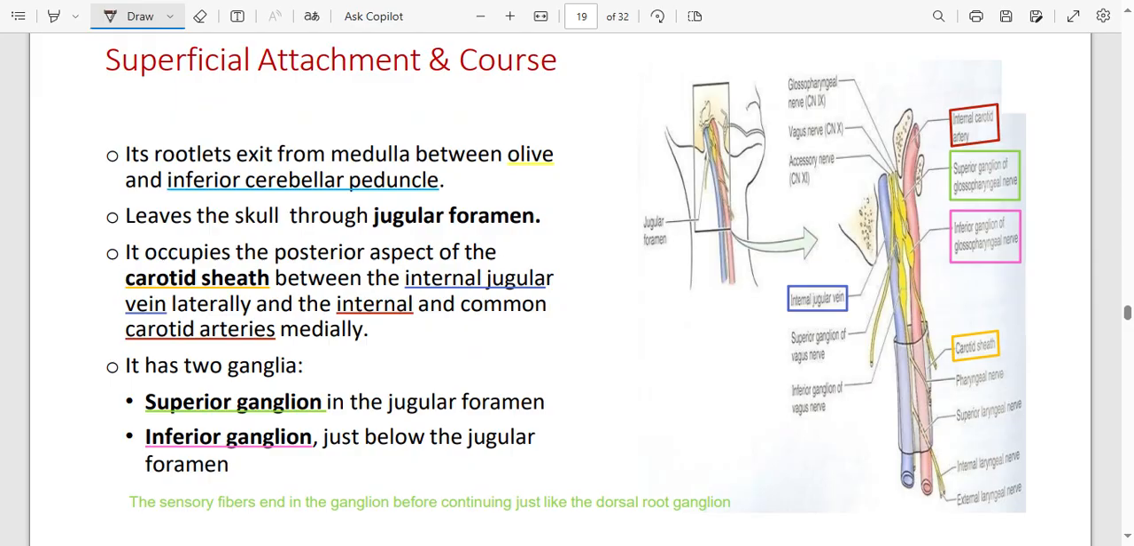So from the jugular foramen, it occupies the posterior aspect of the carotid sheath. This is important, posterior aspect of the carotid sheath, because you are going to have the internal jugular vein, and then you are going to have the carotid artery, and then between them you have got the vagus in the carotid sheath. That's important.